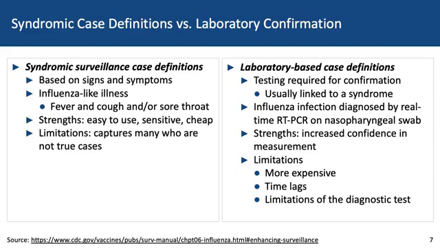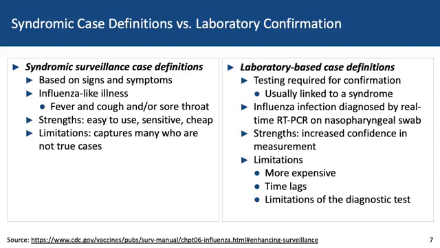The strengths of this case definition are that it increases our confidence in our measurement. We feel much more confident saying that this patient has influenza than a patient who just has influenza-like illness, for example. But there are limitations. It's always a trade-off. This type of surveillance case definition is more expensive. It creates time lags in your system because you have to wait for the diagnostic test results to come back to know whether or not you have a case. And sometimes this can take days or weeks.